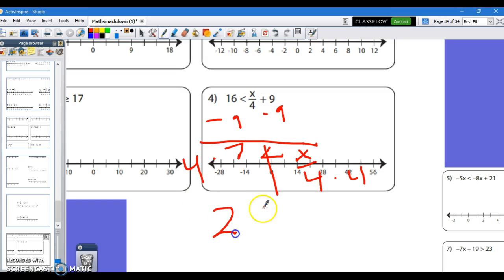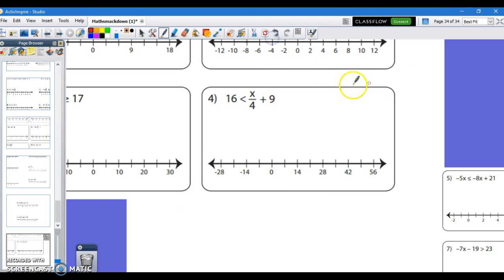This will give me 28 is less than x. Okay? So now I have 28 less than x. Here's my 28. It is not going to be circled in. So now I'm just going to say that number is 15 or 29. And I know those numbers aren't exact, but I know that's the order it's going in, so it doesn't matter.